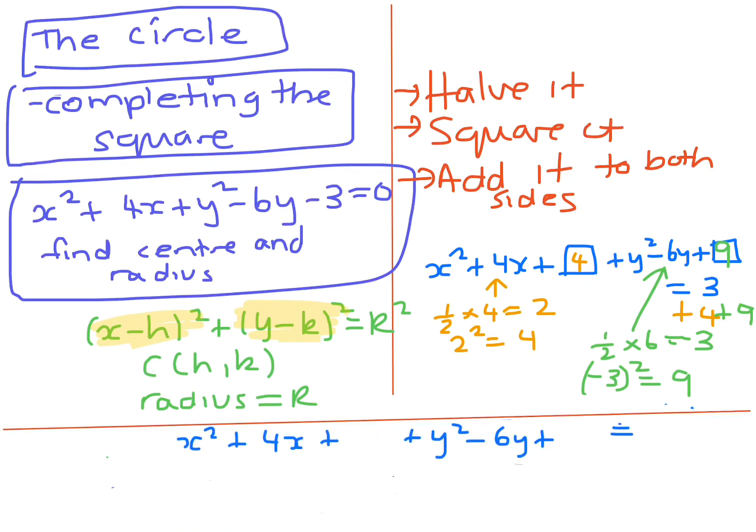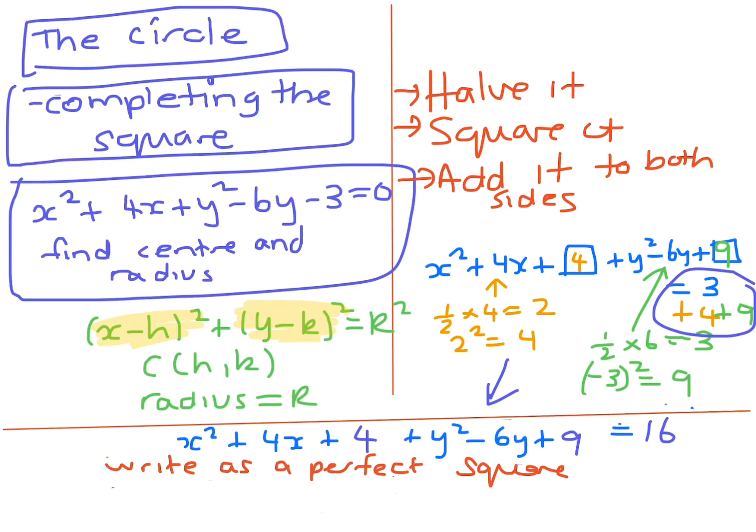Okay, so if you look at that, when you add that, that's 4 there. So just doing it down the bottom here, and add that, you get 9. And on this right-hand side, you have 3 plus 4 plus 9. 9 and 4 is 13, plus another 3 is 16. So once you've done that, the next step is then to write it as a perfect square.